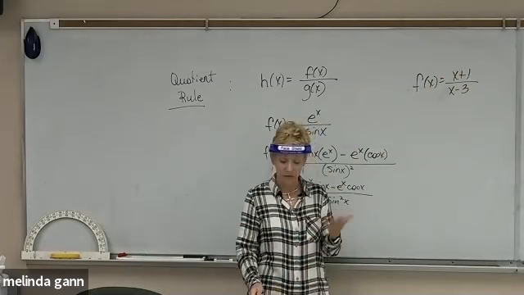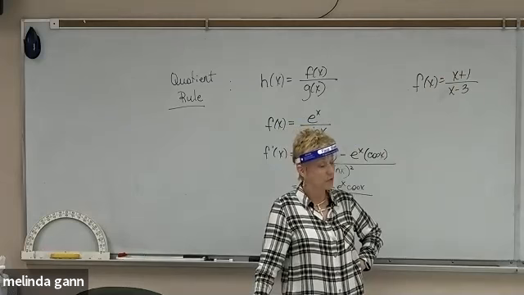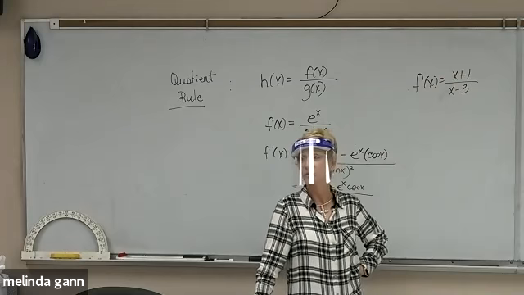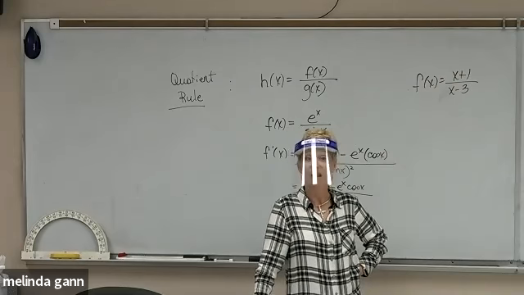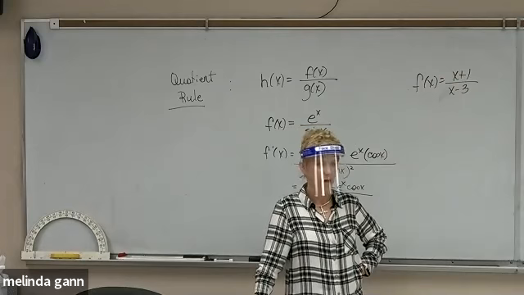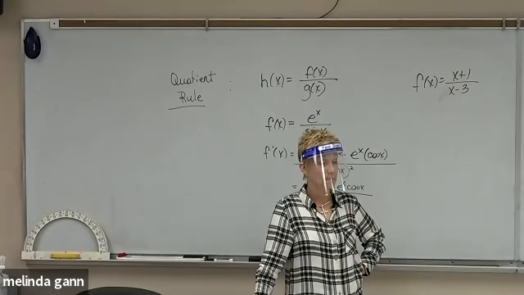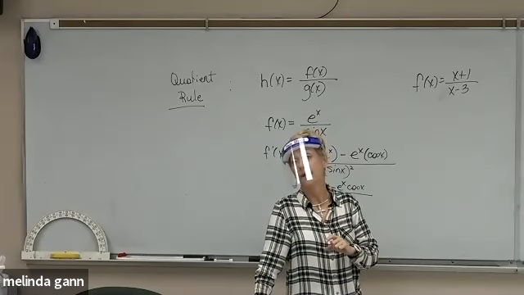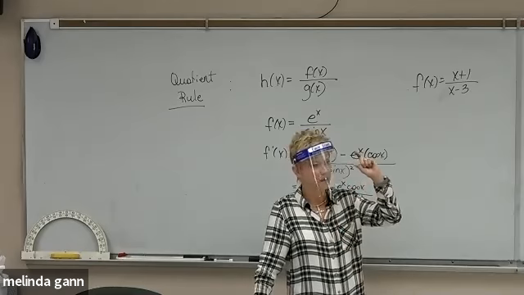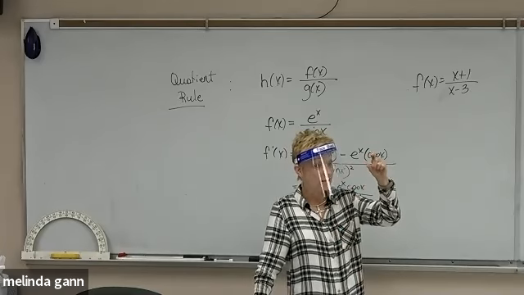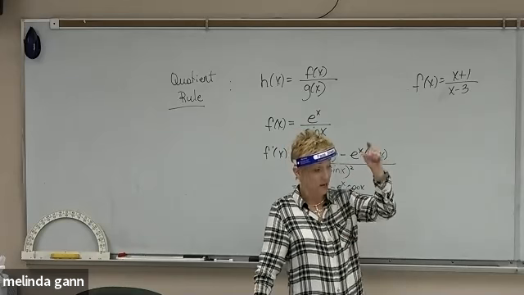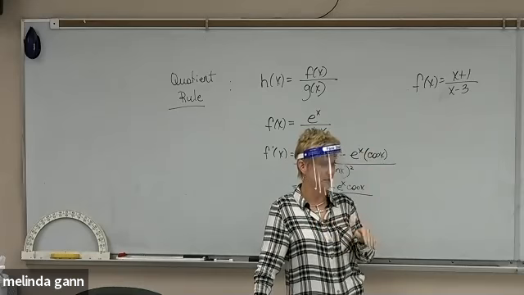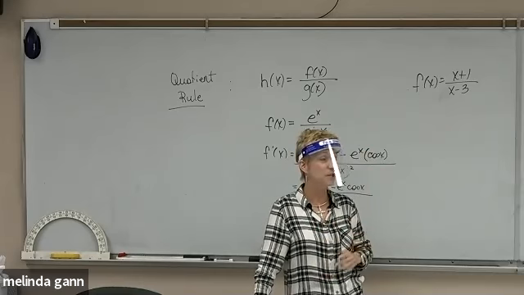So somehow you've got to remember it. I used to have a student that would just sing, and it sounded like something from Snow White and the Seven Dwarfs. It's like Low D High minus High D Low over Low Low. Whatever works. So why did they say Low D High? Low was what? Bottom. And D High meant derivative of the top, minus High D Low, so the top times the derivative of the bottom, over Low Low, which is their way of saying the bottom times itself. I don't make up a tune, I don't care.